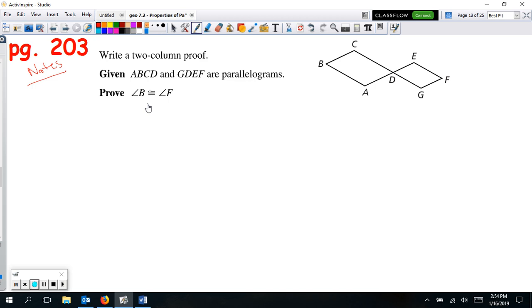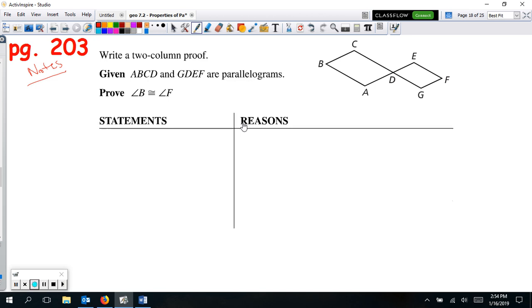Okay, so the first thing to do is just to put down the given. Remember, that's always going to be our first thing. So when we go into a two-column proof, you're going to do your statements and your reasons. So you can do a little T-chart kind of thing there. Statements on one side, reasons on the other. And the first thing's always going to be the given. So we're just going to write that there in the given part. So ABCD and GDEF are parallelograms. That is given.